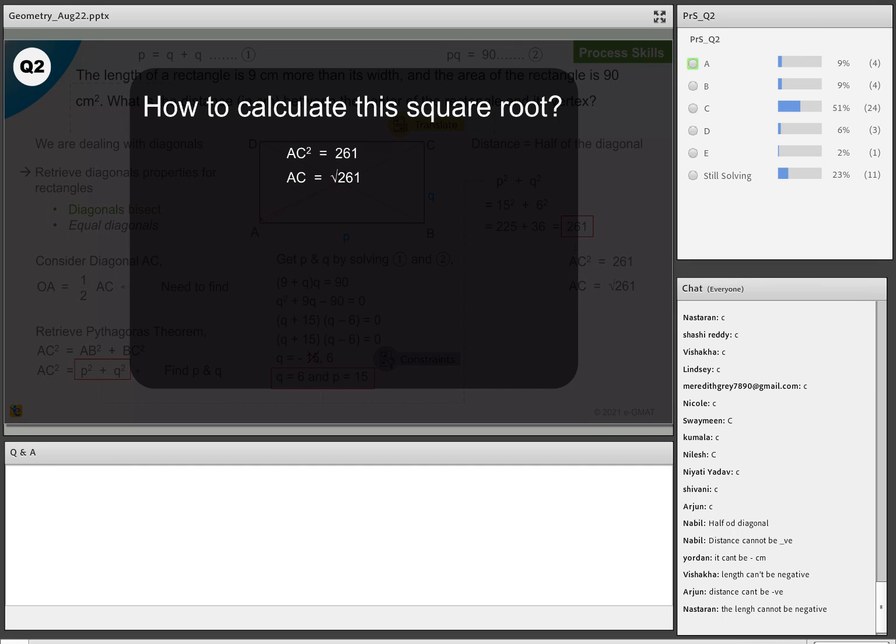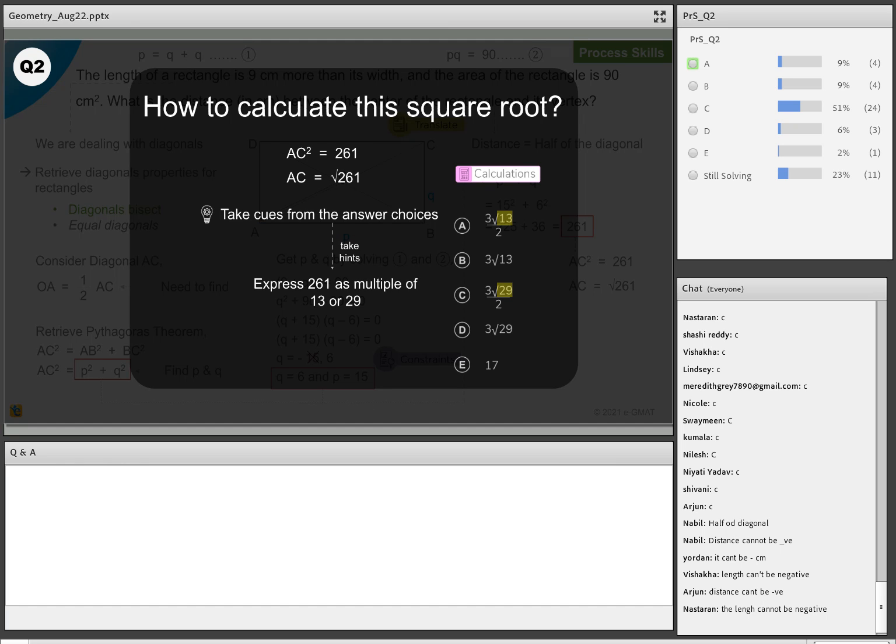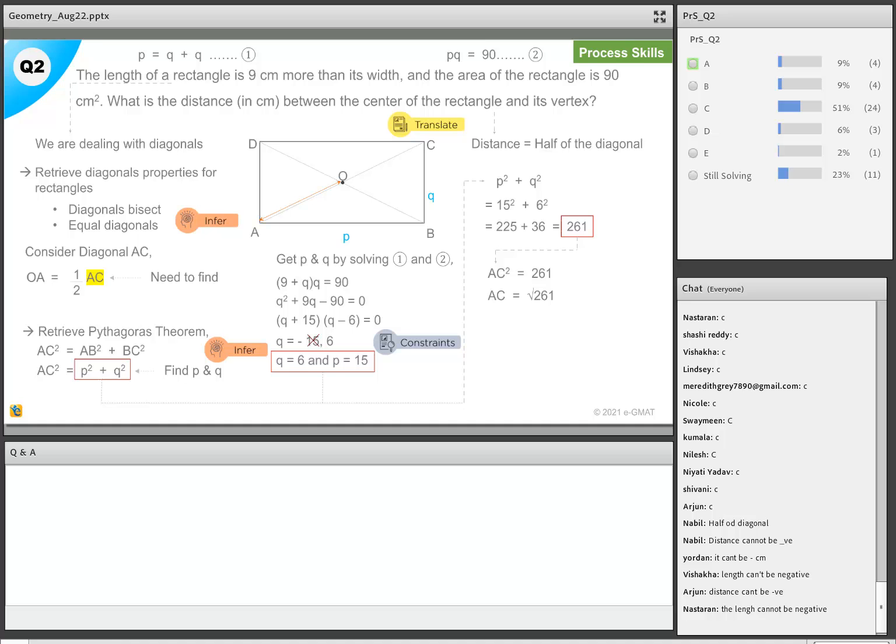You just need to break this number 261. It's not a good looking number by any chance. So we'll have to take some hints from the options. If you can see the options, we have 13 and 29, right? So try to write 261 in terms of 13 and 29. Now I know that 260 is equal to 20 times 13. So 13 cannot divide 261. So I'll check out with 29, and then I can find out that yes, 261 is essentially 9 times 29.